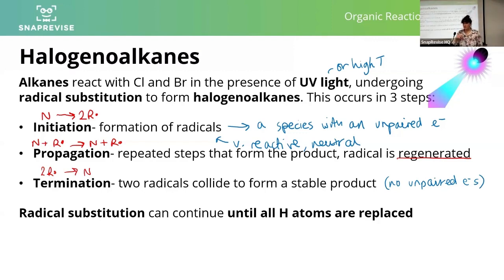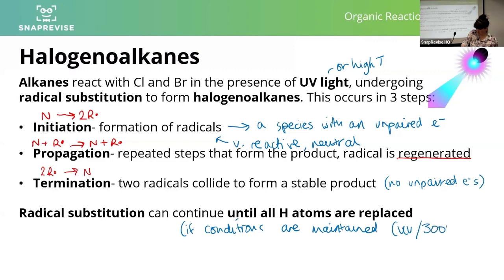This can only happen if conditions are maintained. So if you've got enough of your radical species, and if you've kept the UV light and or high temperature present. So if conditions are maintained, i.e. UV light or our high temperature, so usually around 300 degrees C.